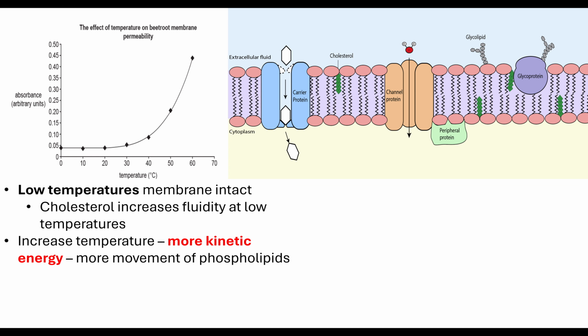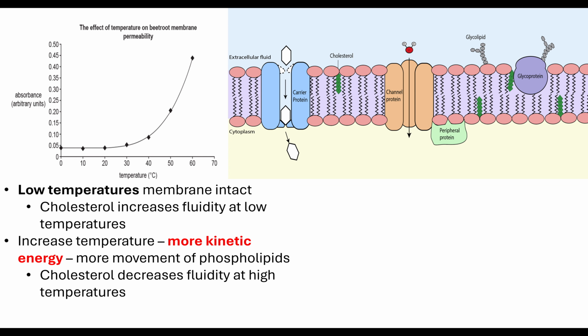If there's more kinetic energy, there's going to be more movement of phospholipids. If they are moving around more, they're therefore going to become more leaky. Now remember, cholesterol decreases the fluidity at high temperatures. We don't want the membrane to become too fluid because we don't want the cytoplasm or a pigment to leak out. So whenever we do this as a practical situation, we tend to look at things like beetroot.